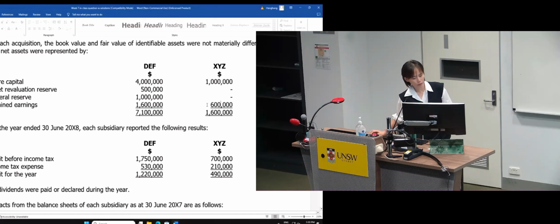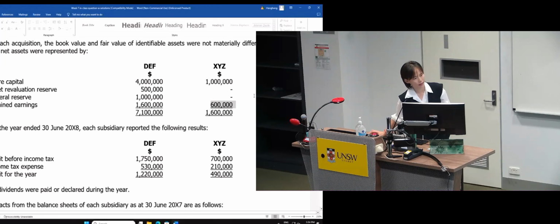This will be 40% times 1 million, right? 400,000. And for retained earnings, 40% of 600,000. All right, so just keep in mind, only DNCI receive a share of the pre-acquisition equity of the subsidiary, okay? DNCI. So therefore, you need to multiply 40%, not 52%. It should be 40%. Right.